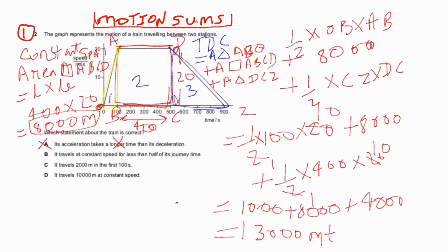So obviously we can see here that we have to compare 8,000 with 13,000. We can see that option B looks correct. It travels at a constant speed for less than half of its journey time. So it is looking correct. So this may be correct, but let's look at the other options also first.